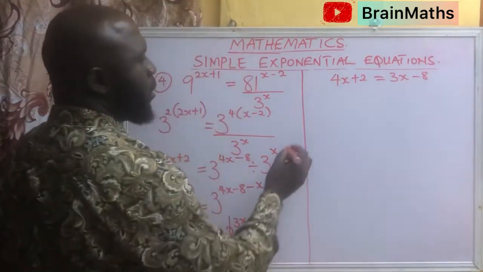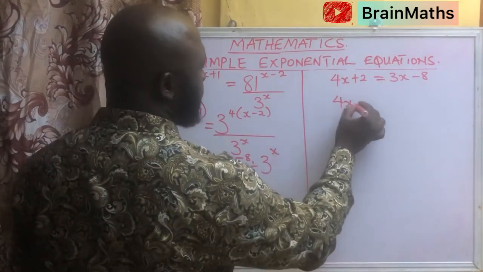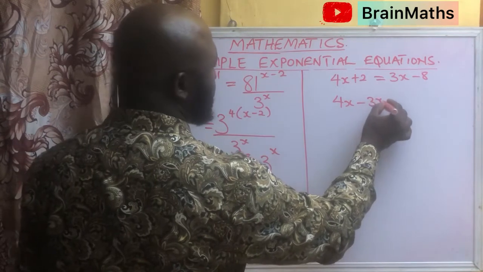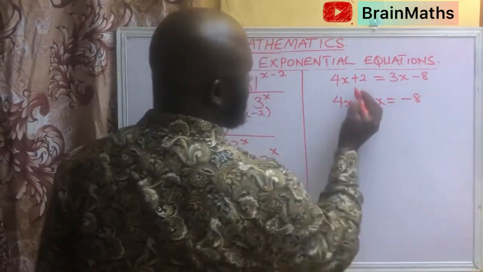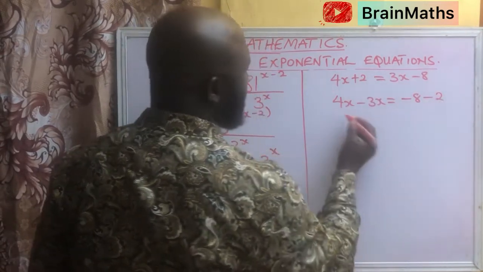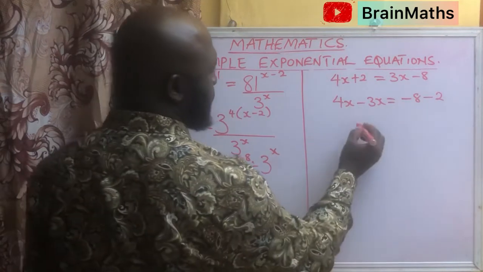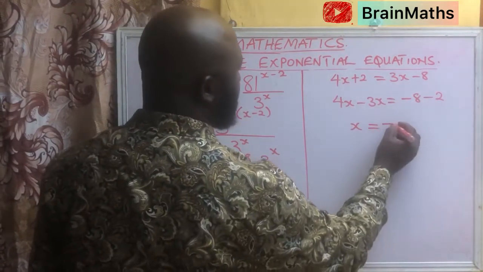So now we are going to collect like terms. We have 4x minus 3x equal to minus 8 plus 2 on this side. When it gets there, it becomes minus 2. 4x minus 3x is going to give us x, which is equal to minus 8 minus 2, minus 10.